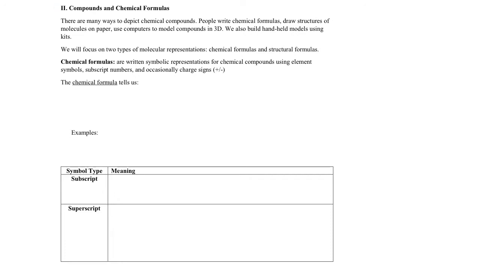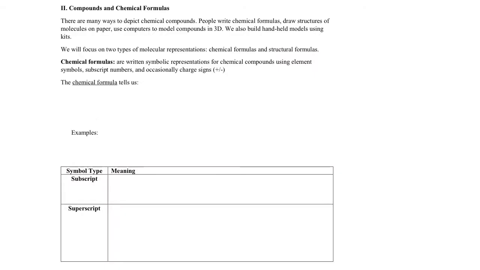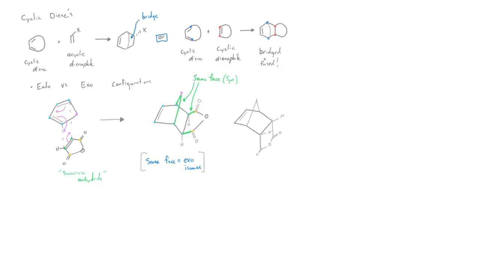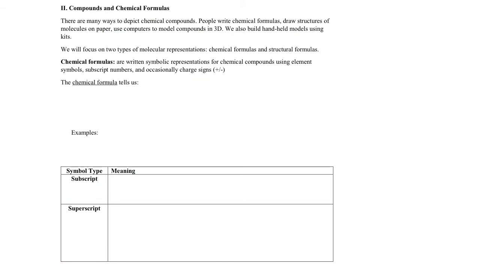So it turns out there are many ways that we use to depict chemical compounds. Some of these include the familiar formula that you're used to seeing with the symbols of the elements and the subscripts indicating how many of those elements there are. We also have a variety of two-dimensional and three-dimensional modeling techniques to help us depict and visualize what molecules look like. In this class, we'll focus on two of those methods. That is, chemical formulas and structural formulas.